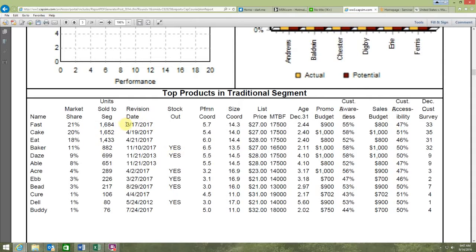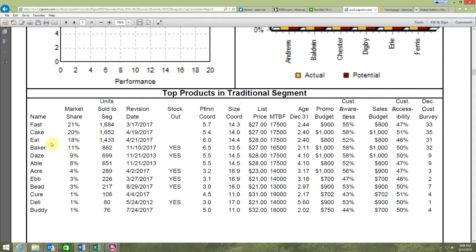Well, here's what I think happened in this case, and this is really minor again, but the revision date here was a full month ahead of the revision date here. And so really for a lot of the year, Fast was closer to the age than was Cake, until we got to the end of the year. And so again, that's a really small thing in this case. Really small thing, but that's probably what led to just that little difference in the sales.